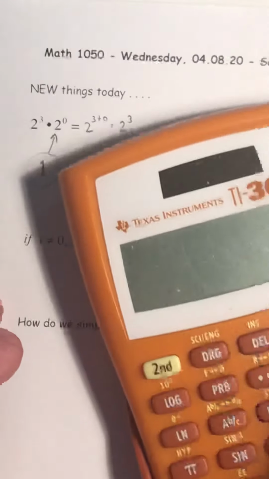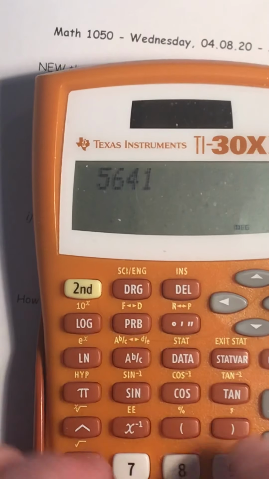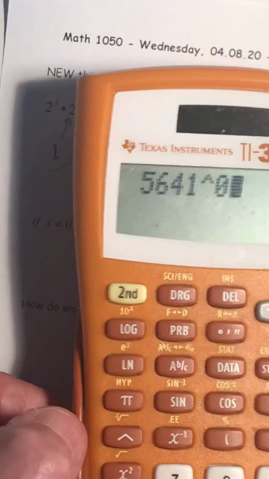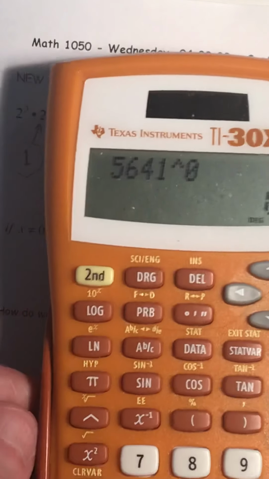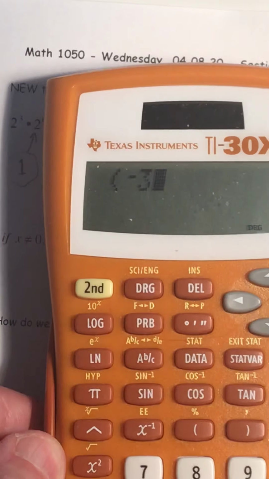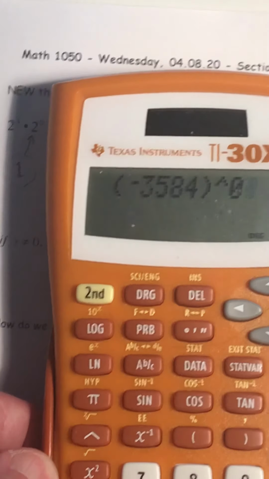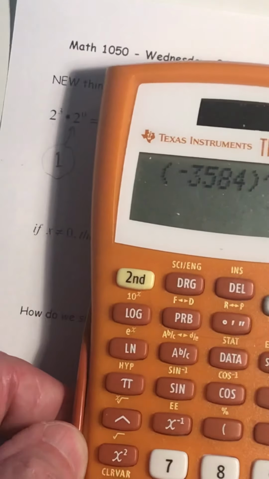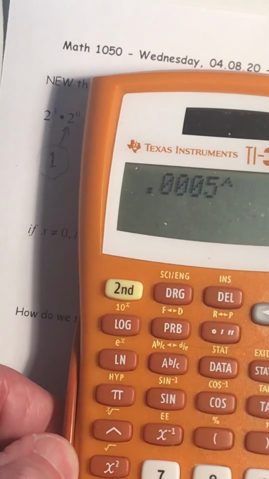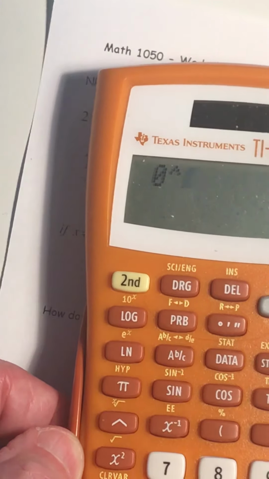And hey, don't take my word for it. Here's the calculator. Here's a nice big number, right? 5,641. I'll raise that to the 0 power and I get the answer 1. I'll take negative, well, put it in parentheses, negative 3, 5, all this to the 0 power. Still get 1. I'll take a nice small number, 0.0005 to the 0 power. I'll get 1. Now watch what happens if I do 0 to the 0 power.